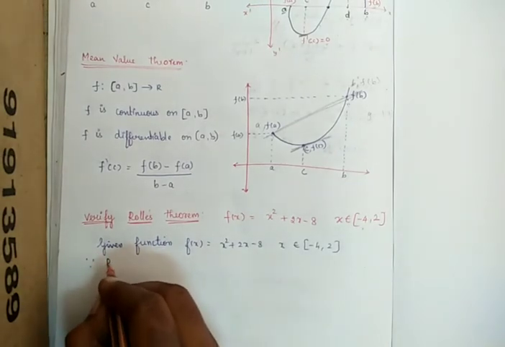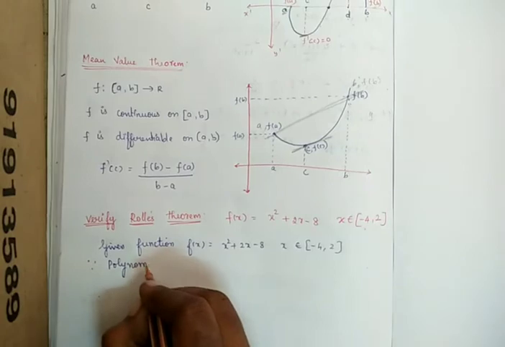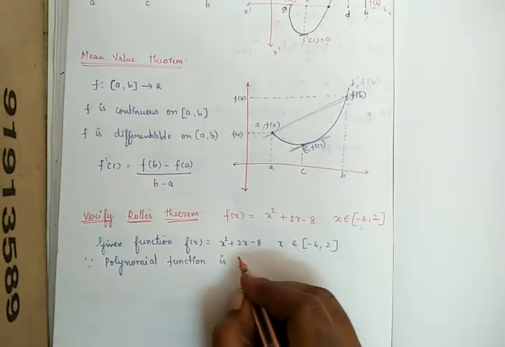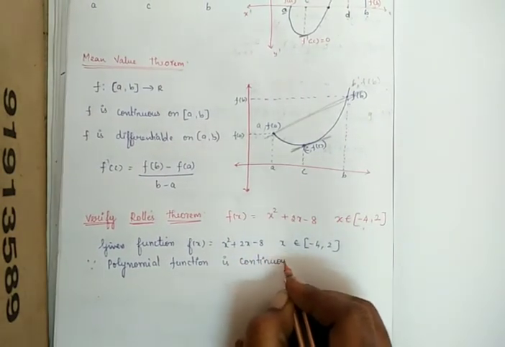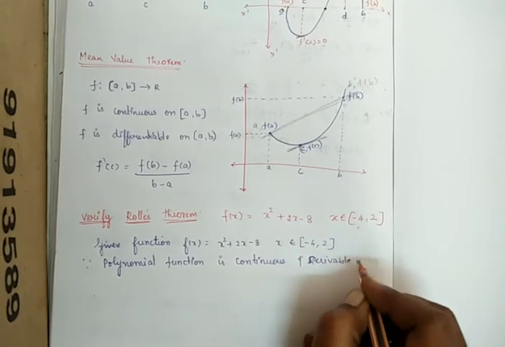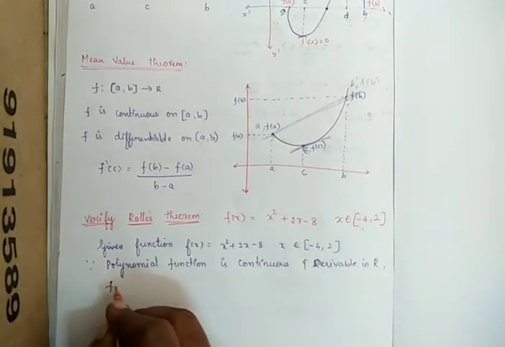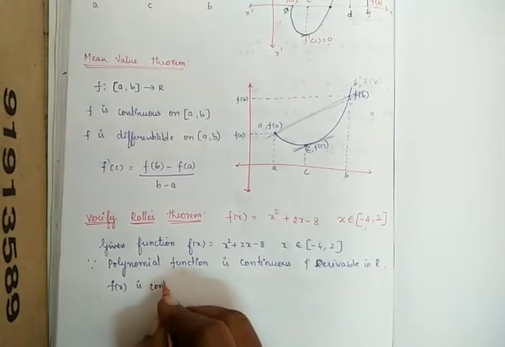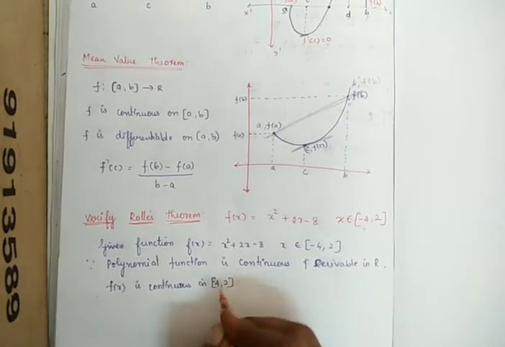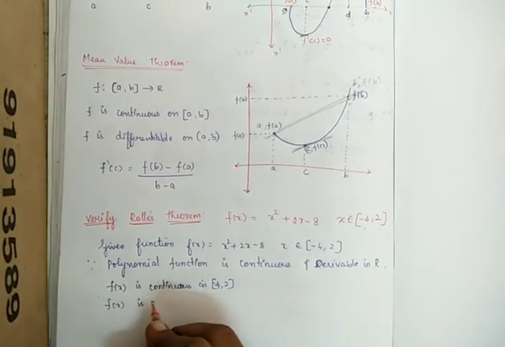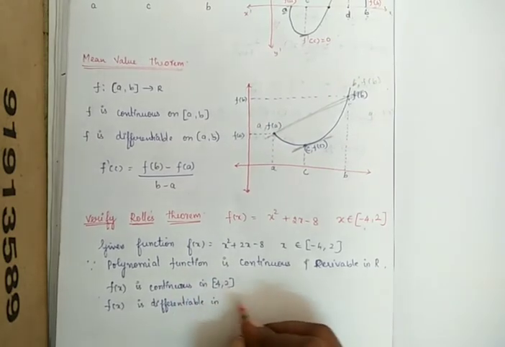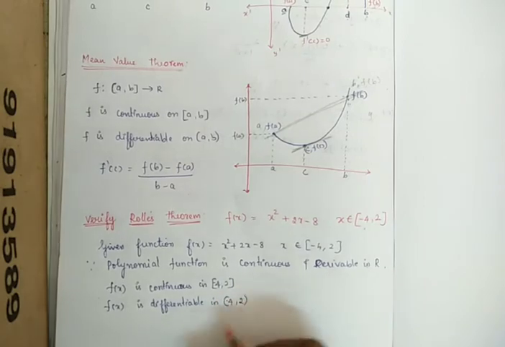Therefore, since the polynomial function is continuous and differentiable in R, I can say that f of x is continuous in the closed interval minus 4 comma 2, and f of x is differentiable in the open interval minus 4 comma 2.